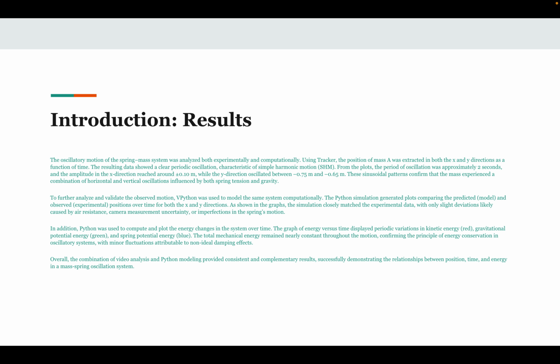So as a result, the oscillatory motion of the spring mass system was analyzed both experimentally and computationally using Tracker. The position of mass A was extracted in both the x and y directions as a function of time. The resulting data showed a clear periodic oscillation, characteristic of simple harmonic motion. From the plots, the period of oscillation was approximately 2 seconds, and the amplitude in the x direction reached around 0.10 meters, while the y direction oscillated between negative 0.75 meters and negative 0.65 meters.